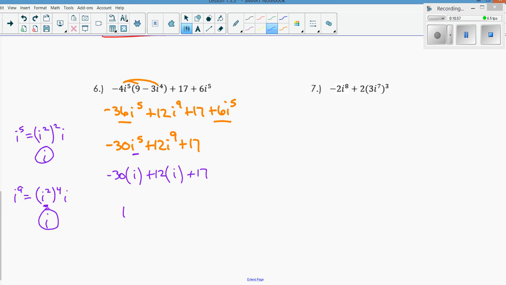I want my real number first, so 17. Negative 30 plus 12 means that I have negative 18i. And that's my real plus imaginary. Okay, let's try it again.